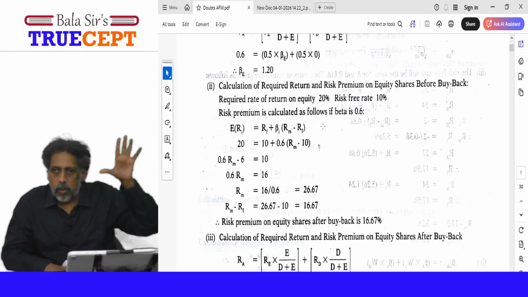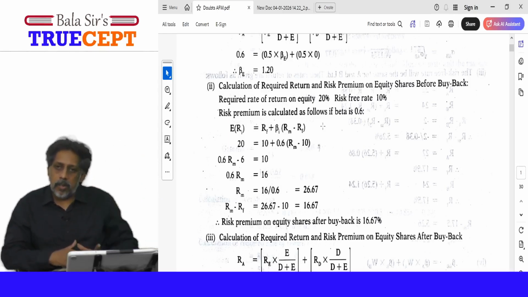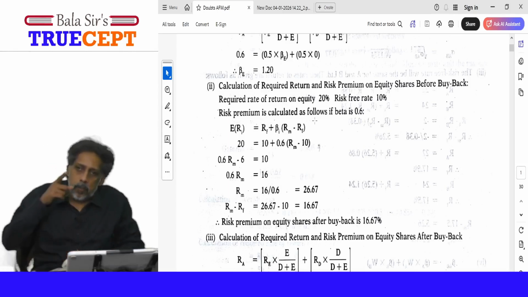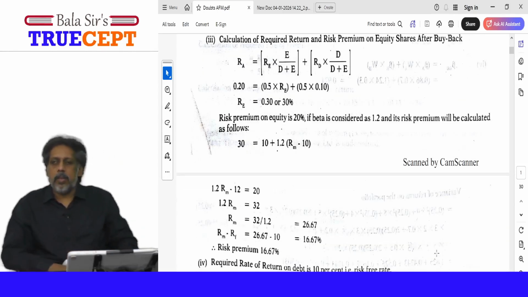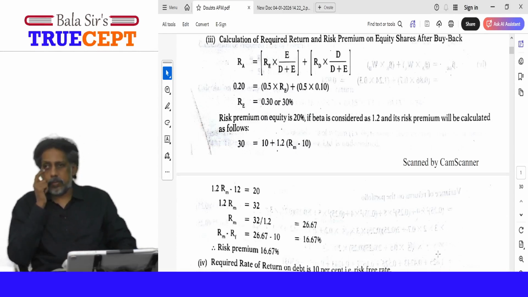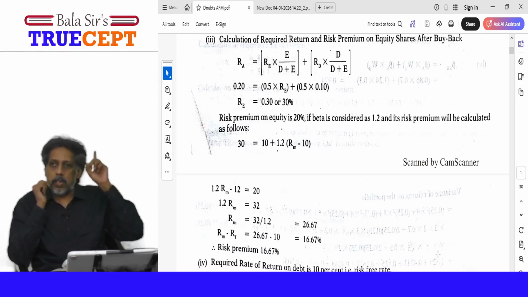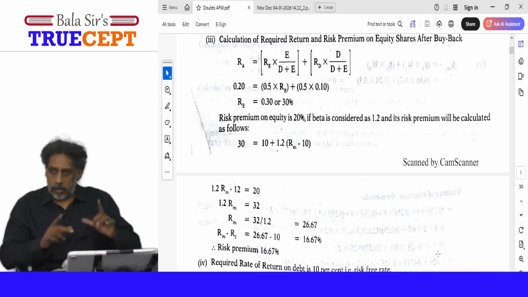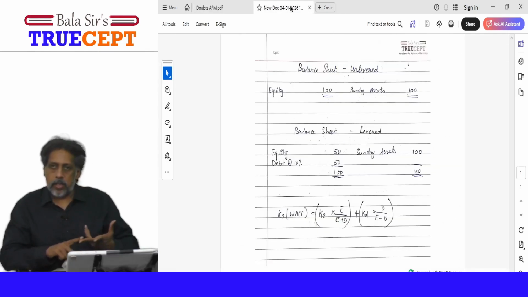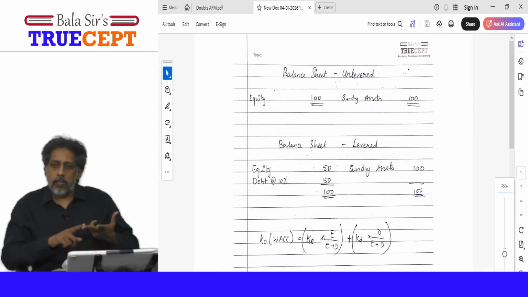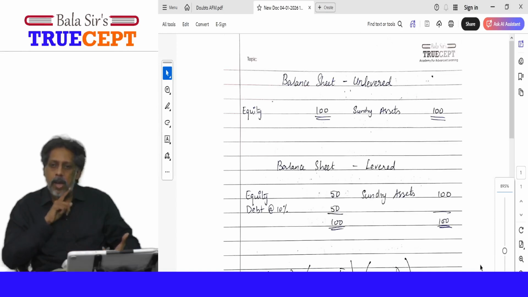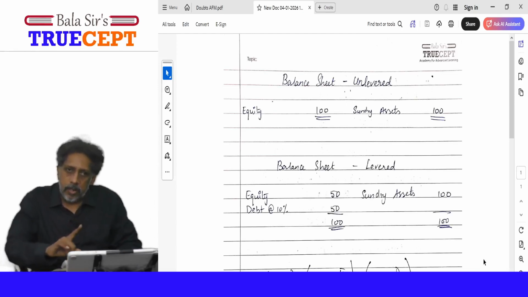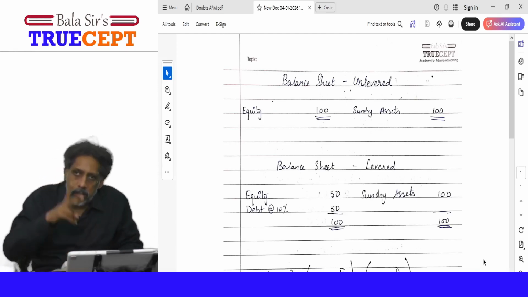Then what is the third one? Find the required rate of return and risk premium after buyback, post buyback. Here you got to understand one thing. Remember, the 20% return doesn't change. I'll tell you why. Just see the balance sheet. Guys, just check this. We know that before buyback, we have assets worth rupees 100 in the company, and all the 100 is equity funded. Now, right now, what is the earnings of the company?